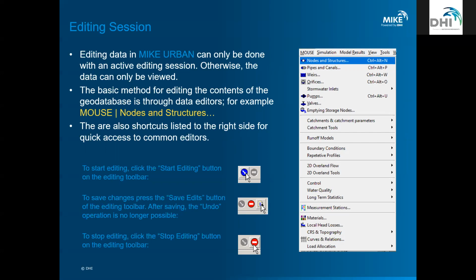As I was saying before, there are also shortcuts to the editors, if that's easier for you to remember or use when you're using the software. But this is a good view of the main editors that are used. You have nodes and structures, pipes and canals, weirs, orifices, stormwater inlets, pumps, valves, and emptying storage nodes. Those are the hydraulic pieces. And as you'll see here, we have the hydrology: the catchments, parameters, and any tools that you want to use to edit the hydrology.